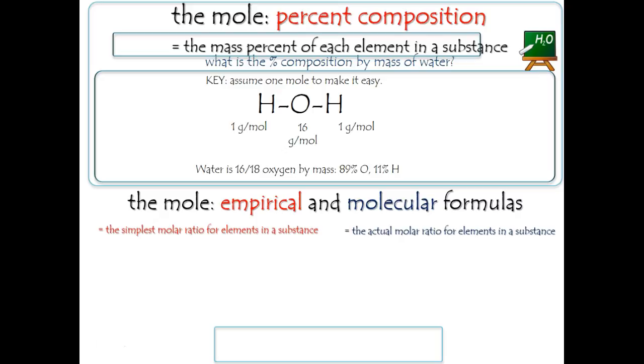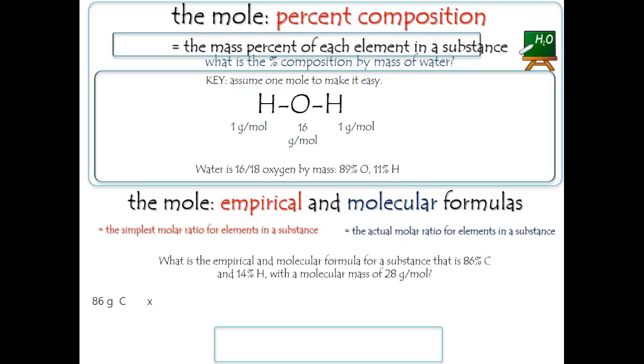But if you determine their ratio, you'd simply get C1H1, which is a pretty inaccurate formula for benzene, really, right? There are far more than 1 carbon in benzene. Okay, so let's do a sample problem. We need the empirical and molecular formula for a substance that's 86% carbon, 14% hydrogen, and it has a molar mass of 28 grams per mole.